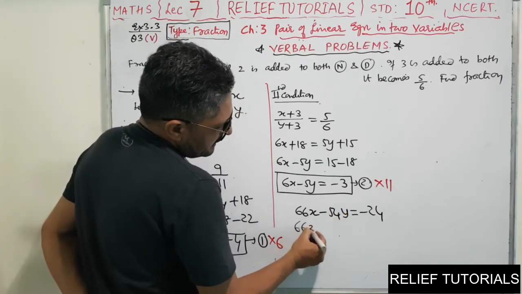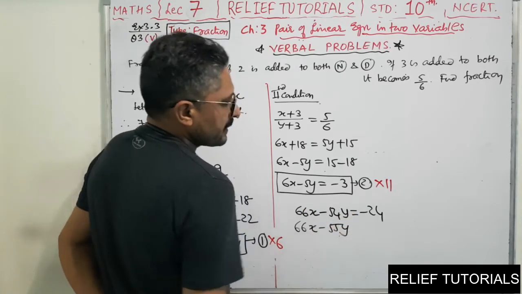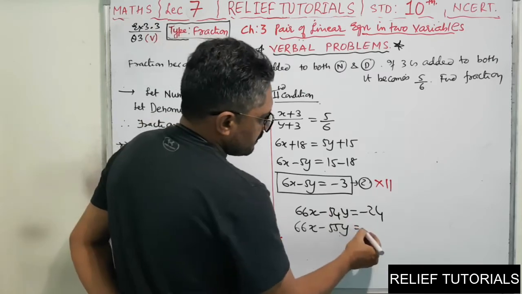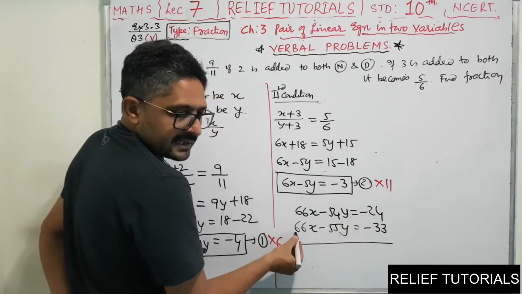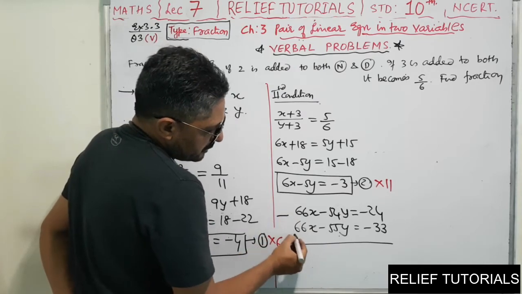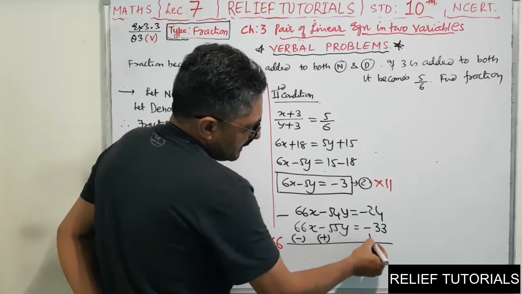So you will get here 66x. 11 fives are 55, so minus 55y. 11 threes are 33, so that is equal to minus 33. Now what will you do? Your coefficients are same but not opposite, so you will subtract. So what sign will you get here? Minus. Here you will get plus. Here you will get plus.